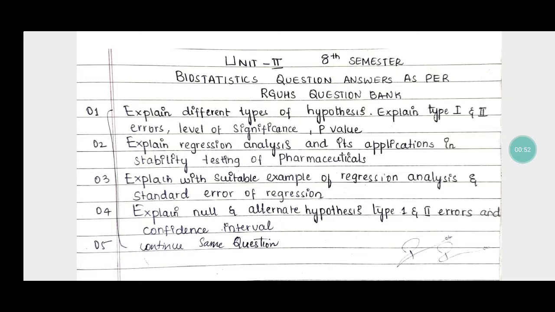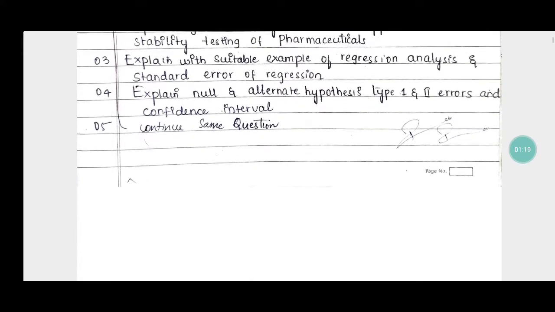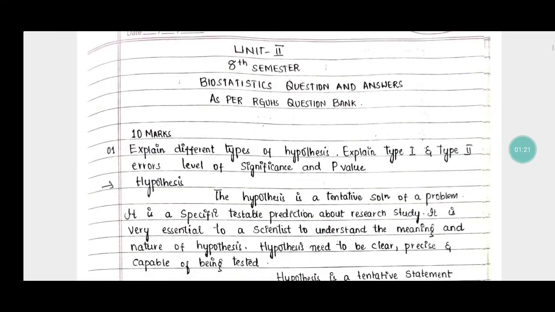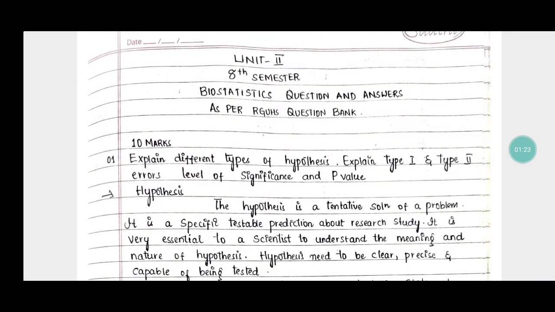And number fourth, explain null and alternate hypothesis, type 1 and type 2 errors, and as well as confidence interval. And question number 5, 6 and 7, same question as question number 1, that is explain different types of hypothesis and explain the type 1 and type 2 errors, level of significance, and p-value. So I'll start from the answers of the questions of second unit. So these are the 10 marks.